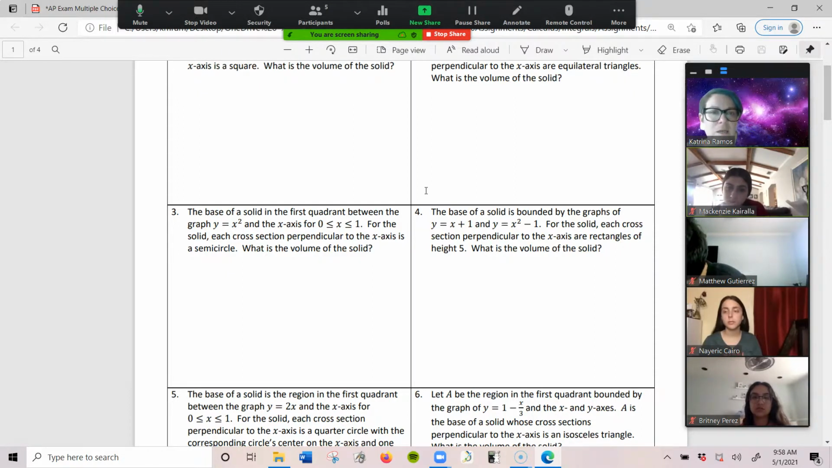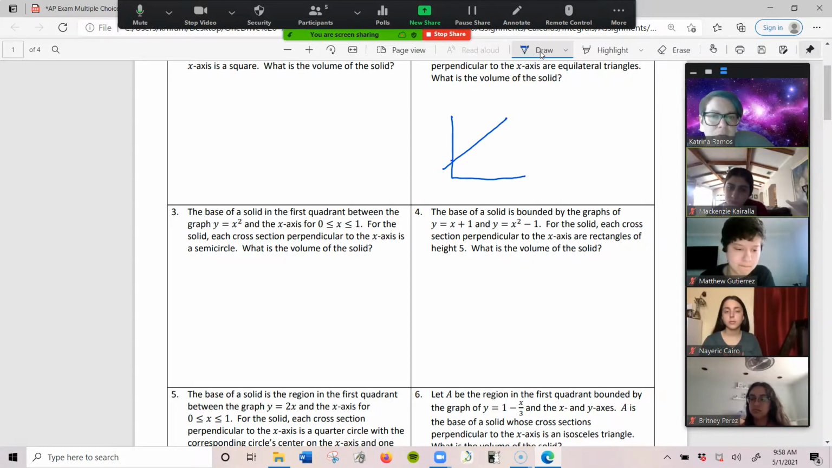Okay, so let's think about what this graph would look like. You have the line x plus 1, right? So x plus 1 would be like around here, because it has a y-intercept of 1 and a positive slope of 1. X squared minus 1 means it's a parabola that was shifted down 1, so it would look something like this. Does that make sense so far? So this is where the rectangles are here.